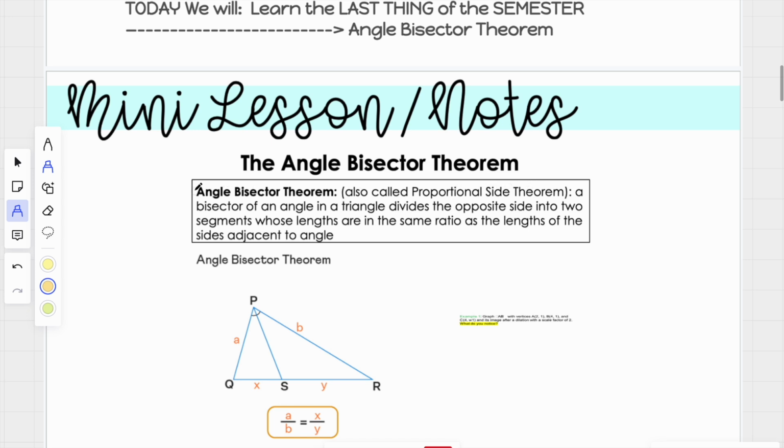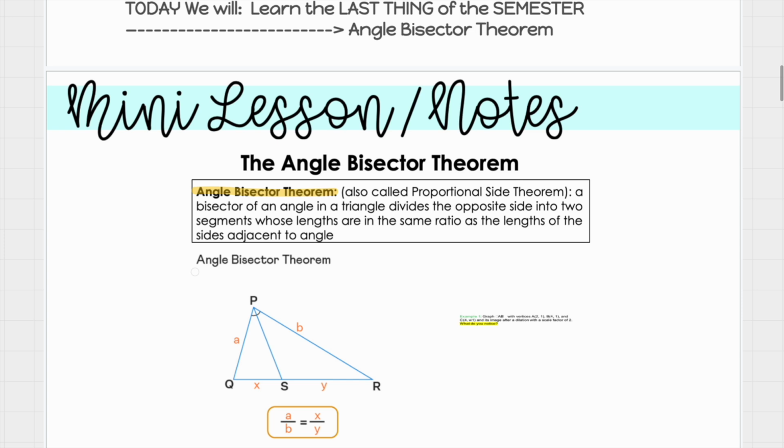I usually have seen it only like this. And so let's use the angle bisector theorem. This says that if you've got a bisector of an angle in a triangle, it will divide the opposite side into 2 segments, and those side lengths are going to be in the same ratio as the lengths of the other sides of the triangle.